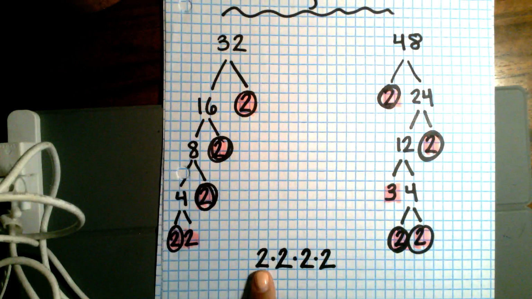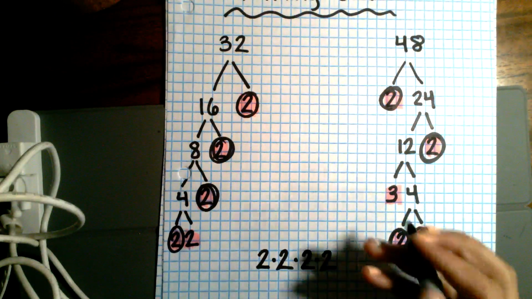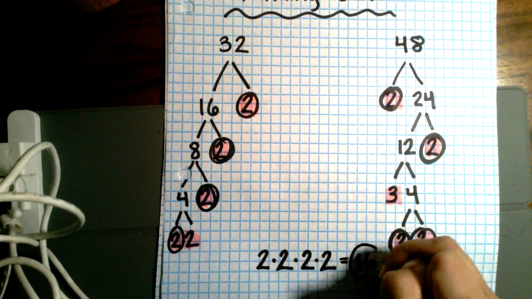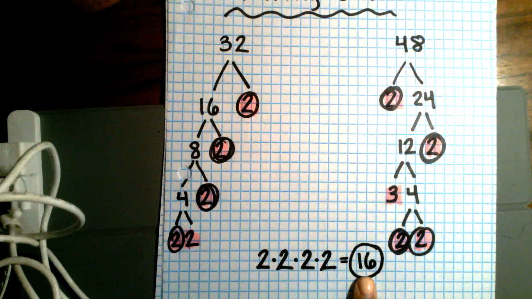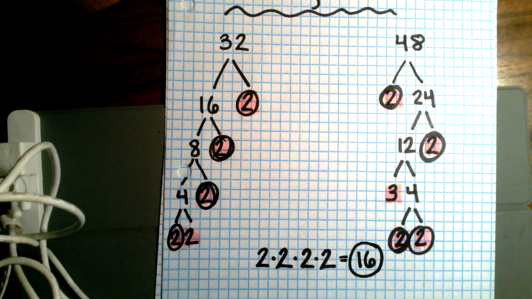So now I multiply them together. 2 times 2 is 4. 4 times 2 is 8. 8 times 2 is 16. 16 is the largest number that will go into both 32 and 48. That is the greatest common factor for these two numbers.